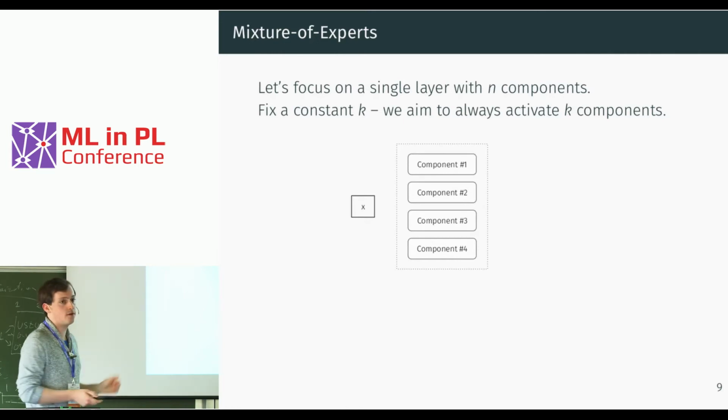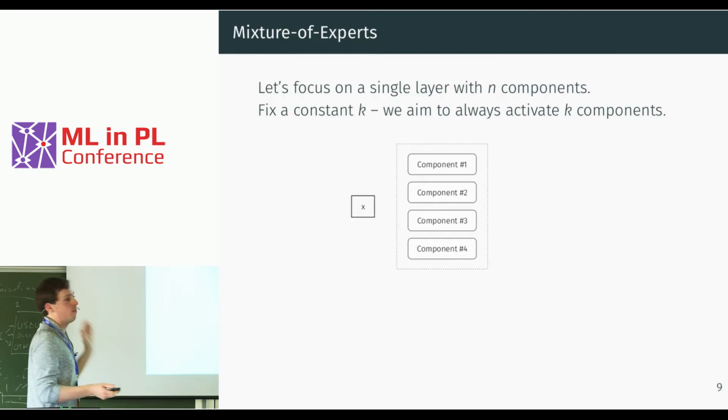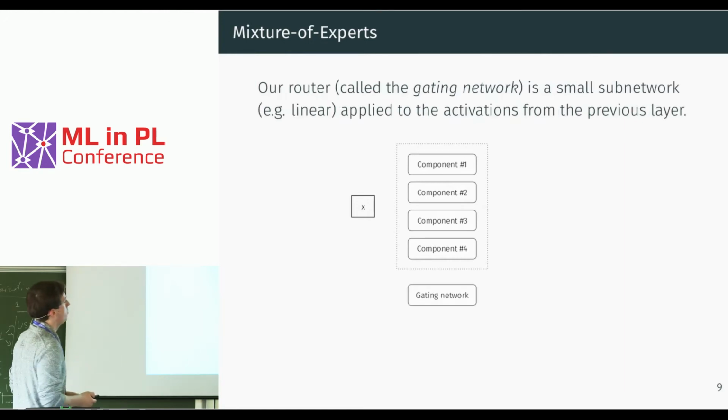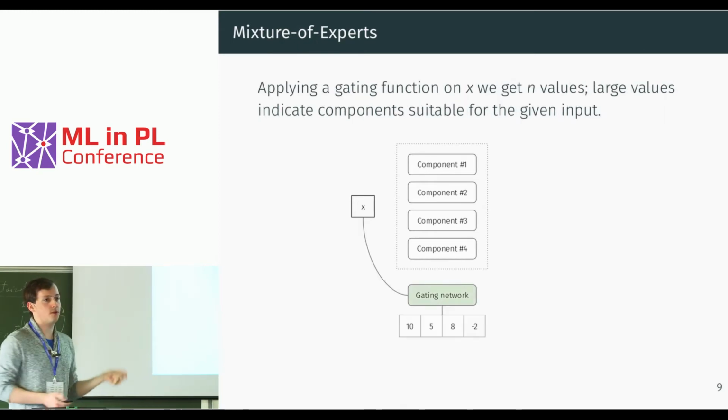So here n is 4. We fix some k, which says we want to choose k components always. Let's say k is equal to 2, and we have some input x. We will have this gating network on the side. Gating network basically means routing algorithm. It will be the thing choosing which components to run, based on the input x.